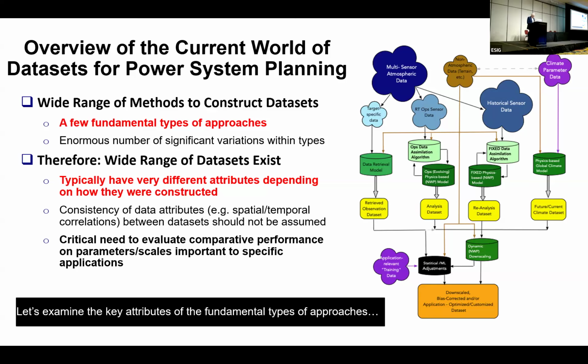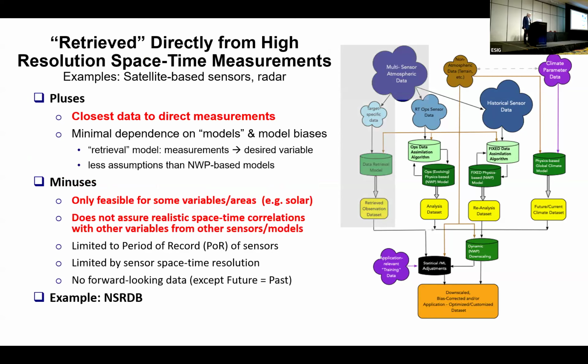So, and they depend upon how these data sets were constructed. The first type here I'm going to look at is those that are directly retrieved from high resolution measurements. So the modeling here is minimal. Examples of this would be satellite-based sensors, the infrared visible sensors that you see in satellite pictures, or radar is another example, perhaps not widely thought of, but you can certainly construct precipitation maps with radar. And this is the type of data that's closest to the direct measurement.